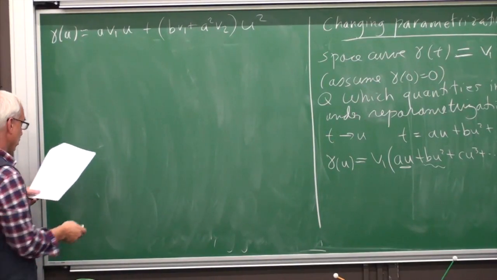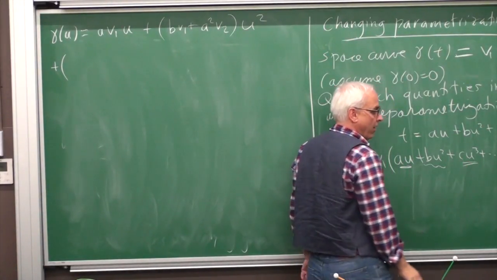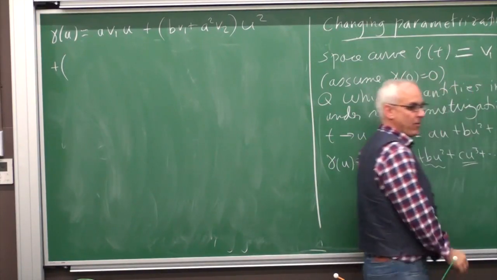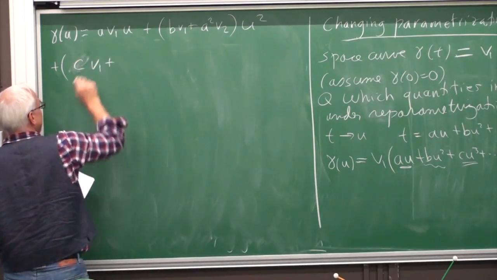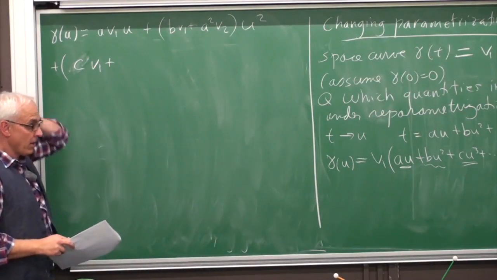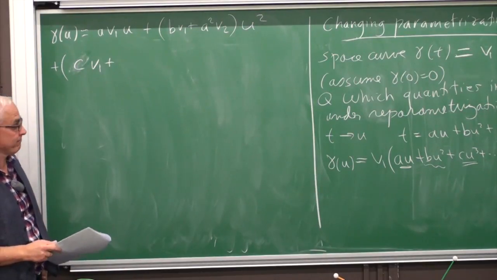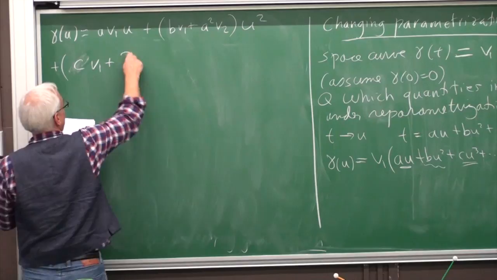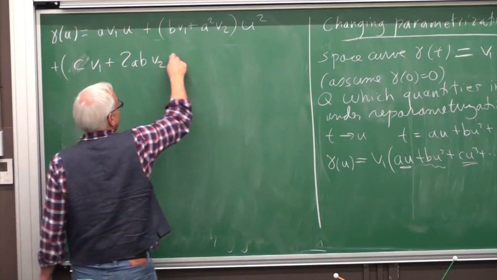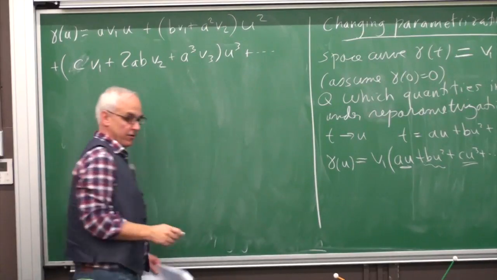And what about cubic terms? We'll get cubic terms from here, and also some cubic terms when we square that. And we'll also get some cubic terms when we cube that one. We could get c times v1, that's a power of, here's a u cubed term. And then for the next one, coefficient of u squared will be 2ab, 2ab times v2, plus a cubed times v3, u cubed. And we could keep going if we wanted to.